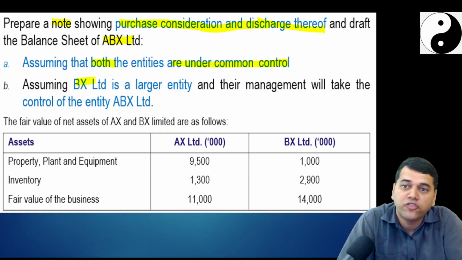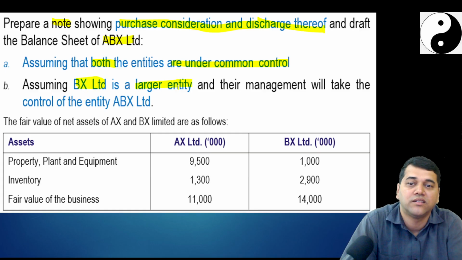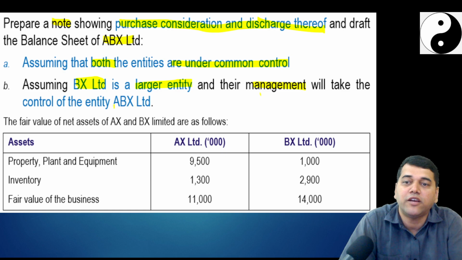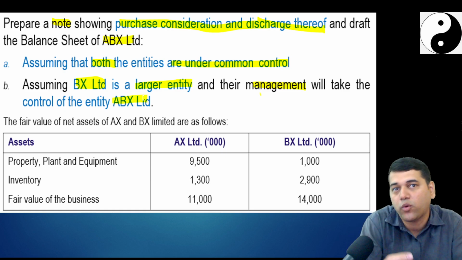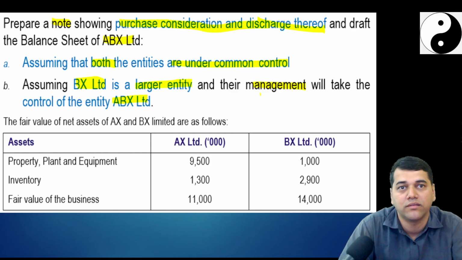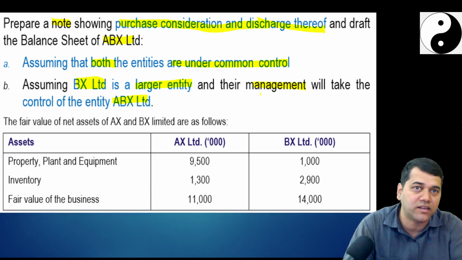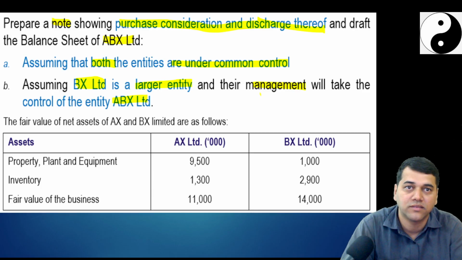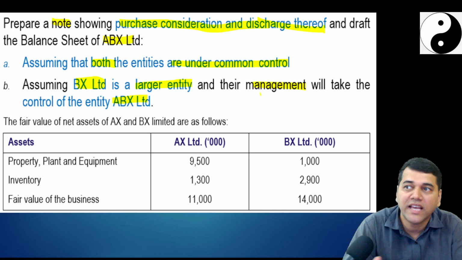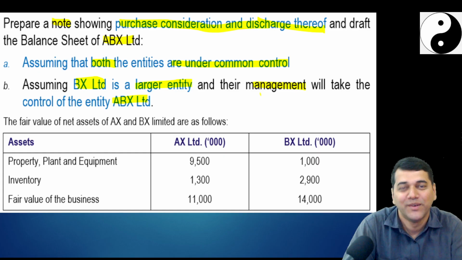Second, assuming BX is a larger entity and their management will take over control of ABX. How can the acquiree take over control of the acquirer? That means BX must have acquired AX through ABX. So who is the acquiree here? Okay, then you should ask me which acquiree. Accounting acquiree.